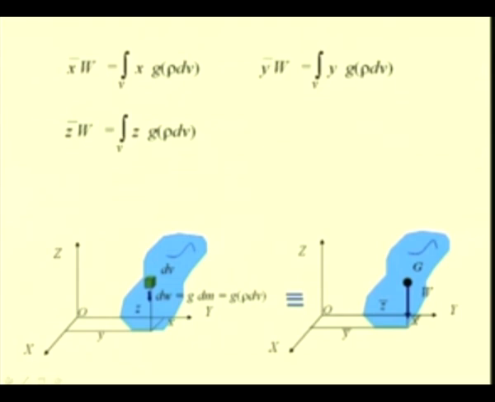So, we can write these additional equations, that is y bar W equal to integral V y g rho dV. From this expression we can find what is this y bar, or the location of this vector with respect to this plane OXZ, and same way z bar W equal to integral V z g rho dV, which gives this value z bar, or the location of this point with respect to this plane OXY.